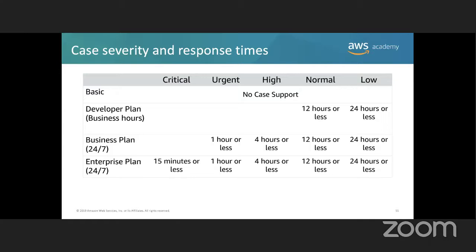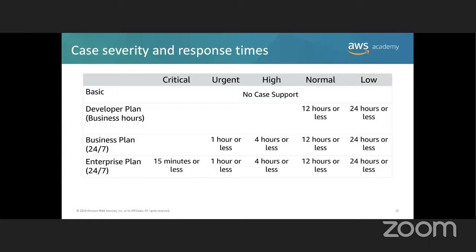And the turnaround is 12 hours or less. So they will get back to you in 12 hours or less because it's a normal case. It's not urgent, right? And now, when it's low, it's double. It's 24 hours or less. Okay, that's when AWS gets back to you. If it is a business plan, it's 24/7. You get more benefits, right? More benefits.